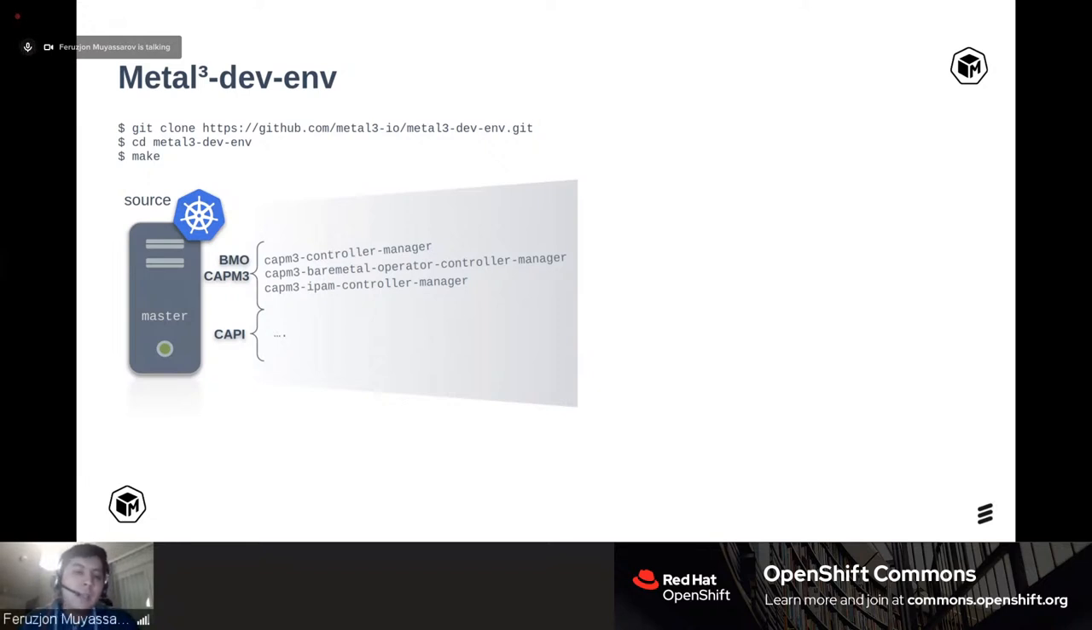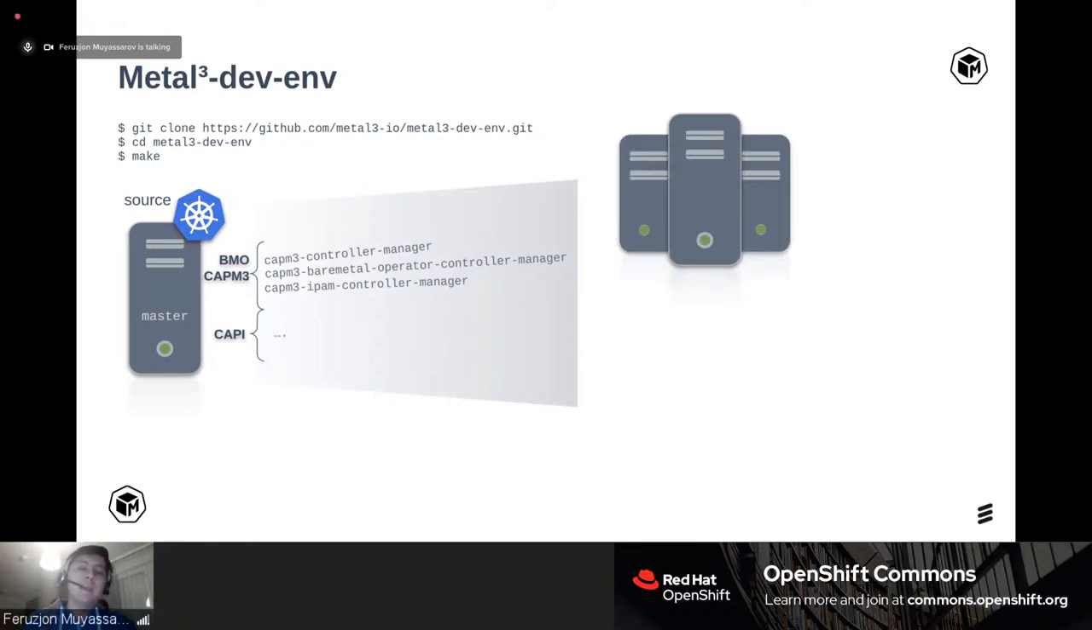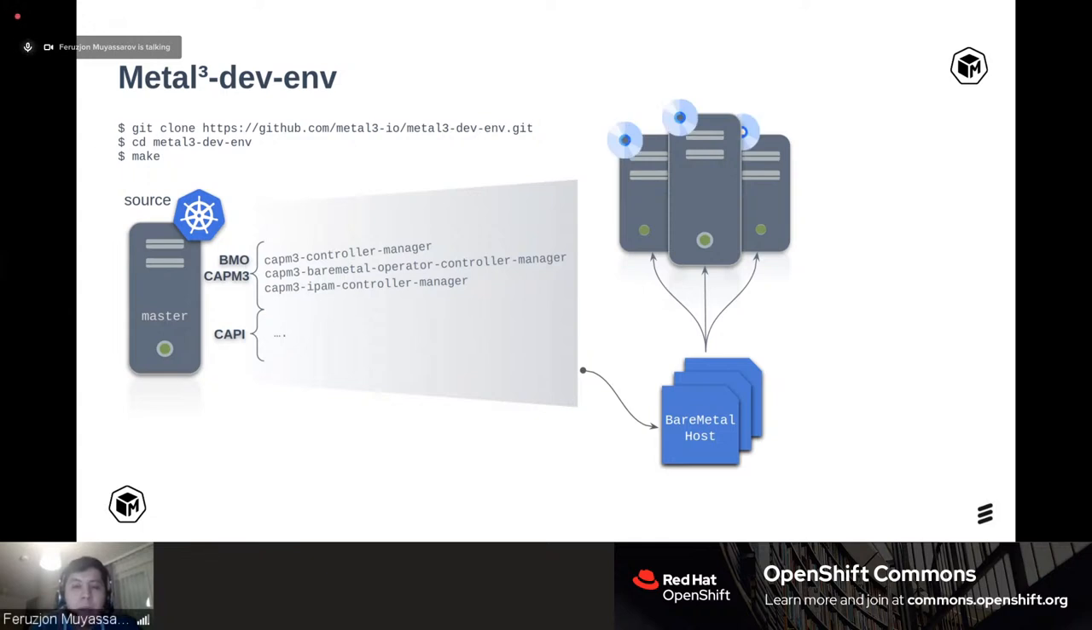Once all these components are up and running, the scripts will create a couple of libvirt virtual machines for us. Then it's going to create the bare metal host objects, reconciled by the bare metal operator. Those bare metal host objects will represent the virtual machines that we have created. Once we have the virtual machines referenced by a particular bare metal host, we're going to start the provisioning of the bare metal hosts.